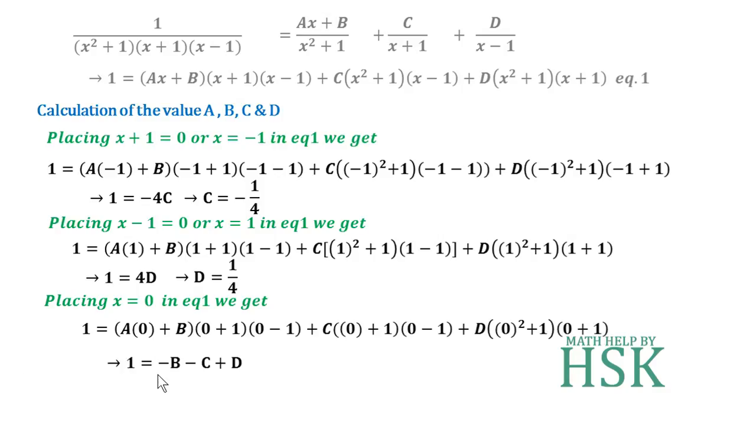So this will give me 1 is equal to minus b. The term of a is going to become 0. This will be minus 1. So I'm going to get here minus b. And similarly, these two brackets are going to solve to give minus 1. So minus c plus d.